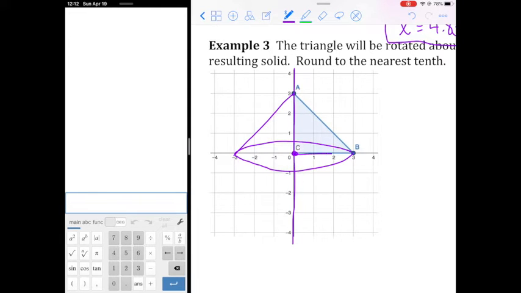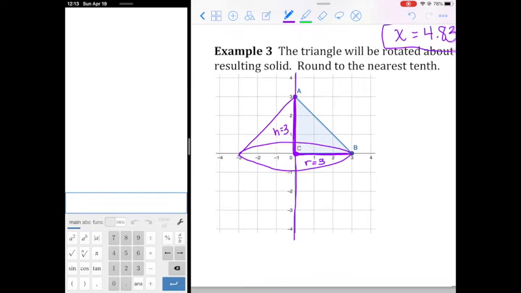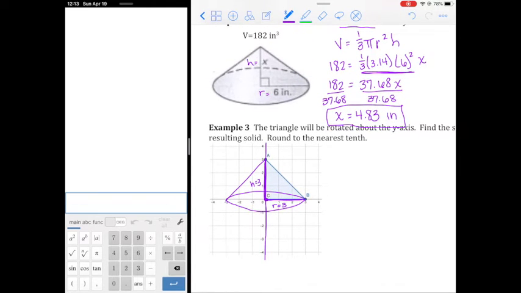So this length is going to be my radius. My radius will be 3. And this length is my height. It stayed in the middle there because that's where we were rotating. So my height is also 3. We need to use that to help us find our surface area and our volume.